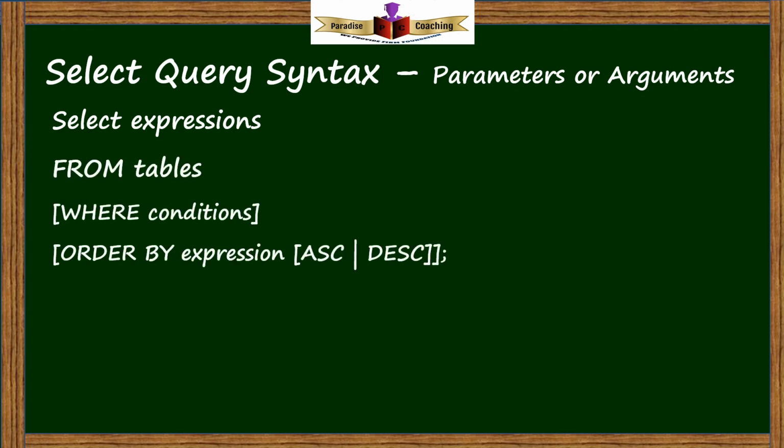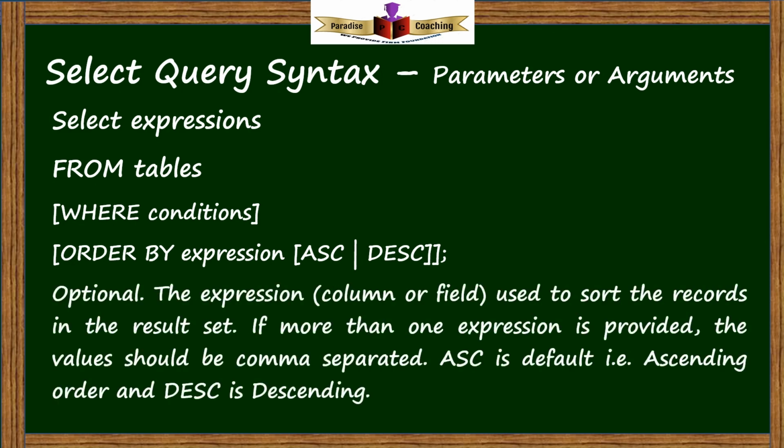The set of records termed as a result set can be sorted on a single or multiple fields using order by clause with select query. The sorting can be done in ascending or descending order.